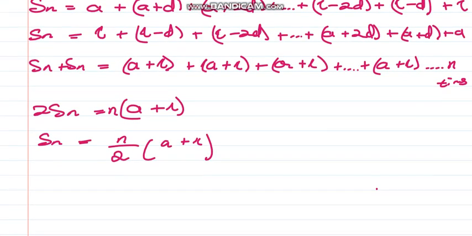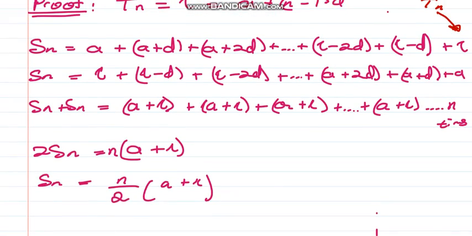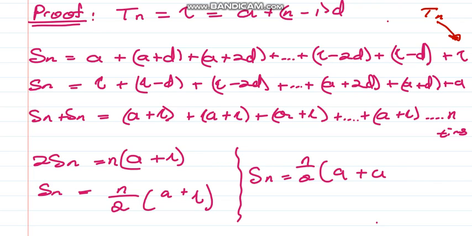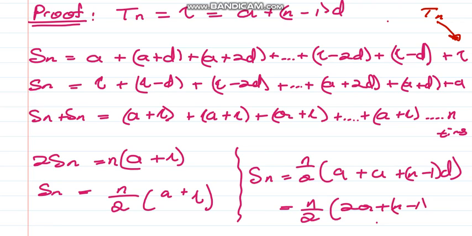Sn is sometimes given in this formula that you have. But if you want to substitute that L with something, you can, and we know what L is. The other formula, which is the most common one, is when we've substituted. Remember, L is just a plus n minus 1 d. So we get n over 2, and then 2a plus n minus 1 d, like that. And that's our Sn formula. Boom, done. We have proved it.